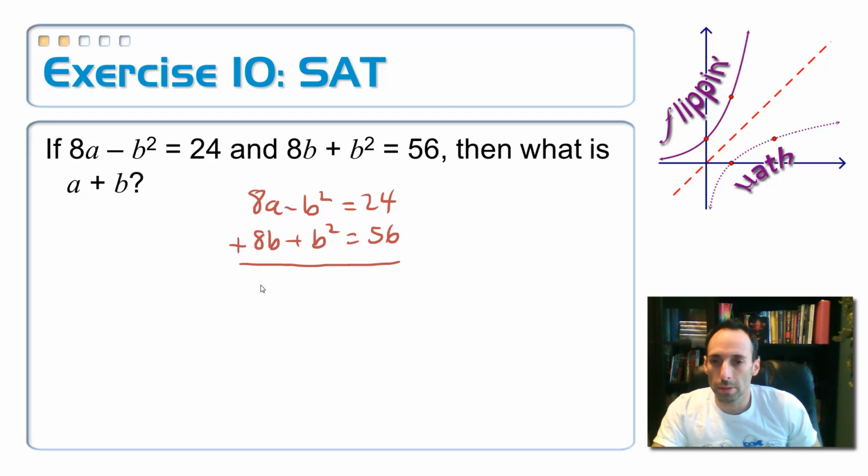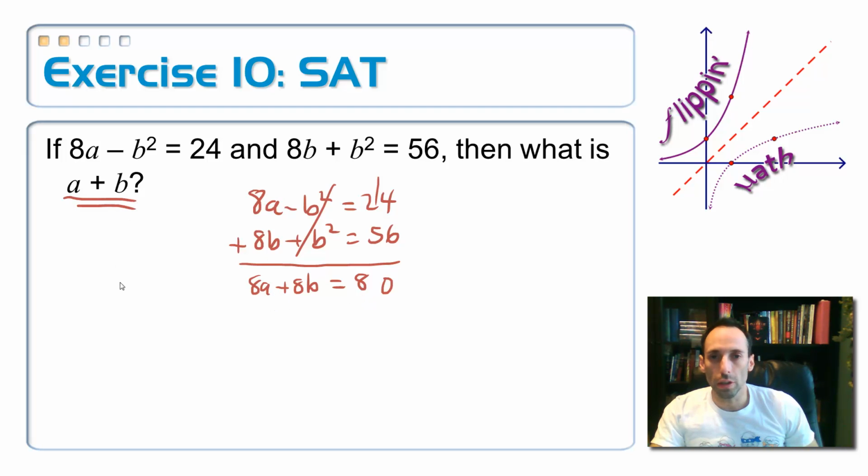Now they don't actually combine. I just get 8a plus 8b. But the b squareds cancel. Then I add up the right hand side. That is 80. And then in order to get a plus b, which is what I'm looking for, I'll divide both sides of this by 8. When I do, I get a plus b is equal to 10.